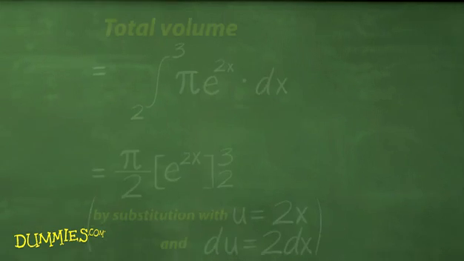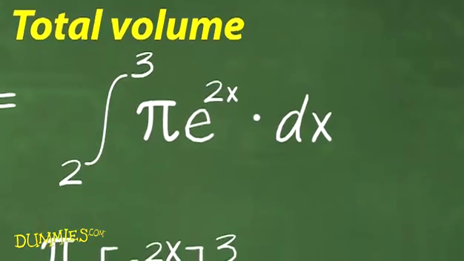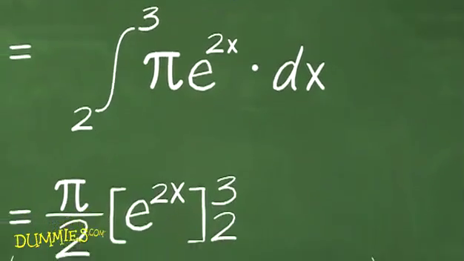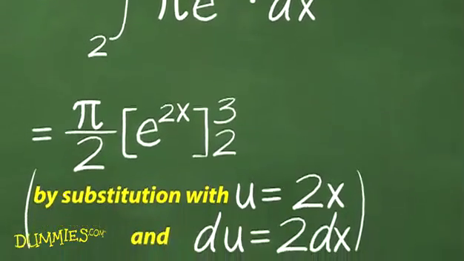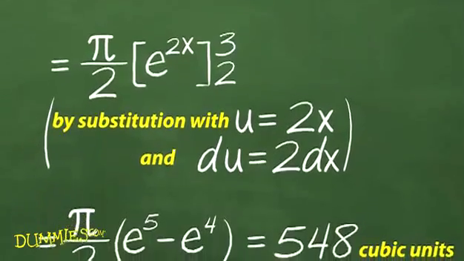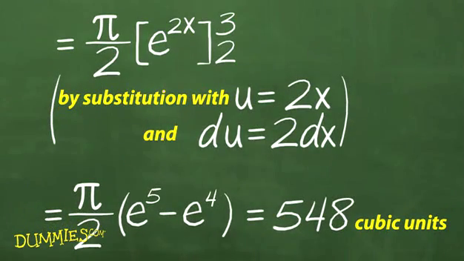Now, add the pancake volumes from 2 to 3 by integrating. You substitute with u equals 2x and du equals 2dx and get 548 cubic units.